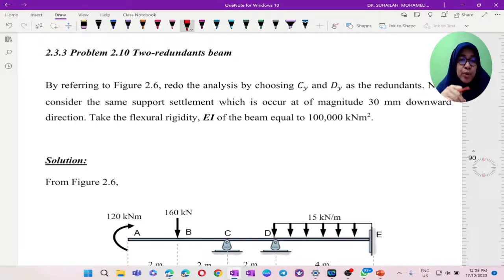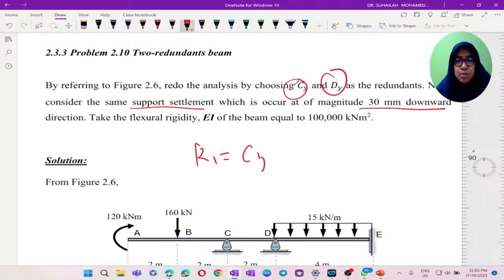However, under 2.3.3, this is support settlement question, given in the question. Support settlement question. Okay, redo the analysis. Choosing CY and DY as redundant means R1 is CY, R2 is DY, but now there is a support settlement.